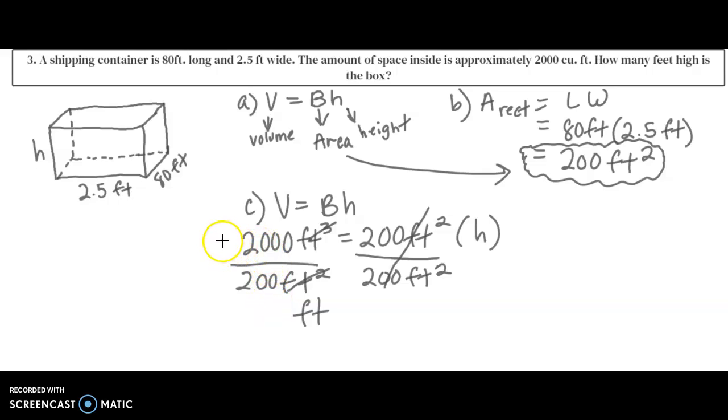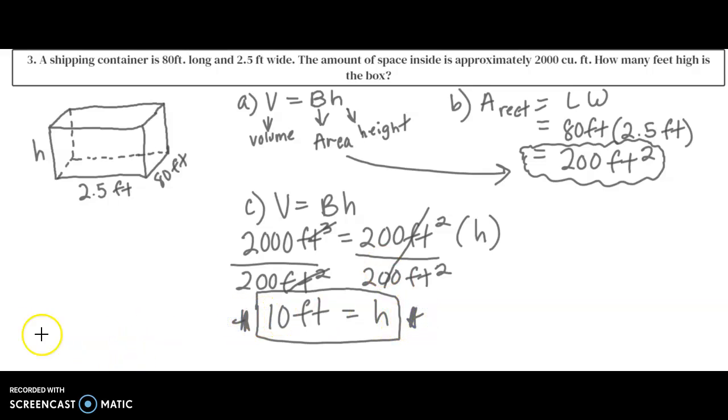So 2,000 divided by 200 gives me 10 feet. So the answer to your question, how many feet high is the box? Your answer is 10 feet. This is your final answer.